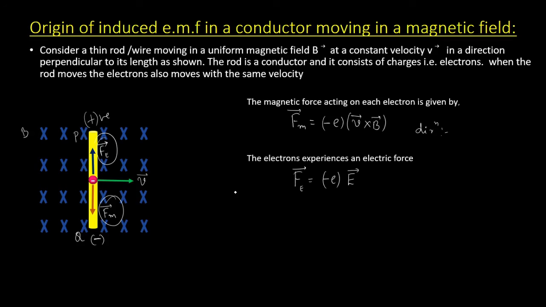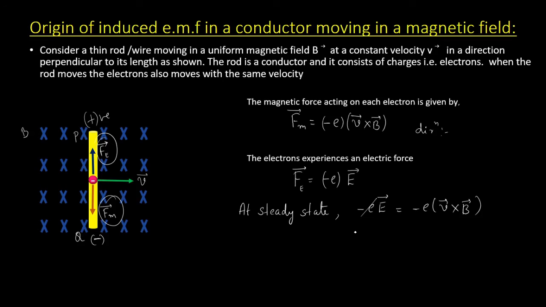At the steady state we see magnetic force becomes equal to electric force, and now we can write minus e into E is equal to minus e into V cross B. So the rest of it is only mathematical simplification. Let us see what happens now. So e and e get cancelled, and we'll end up getting electric field is equal to V cross B.